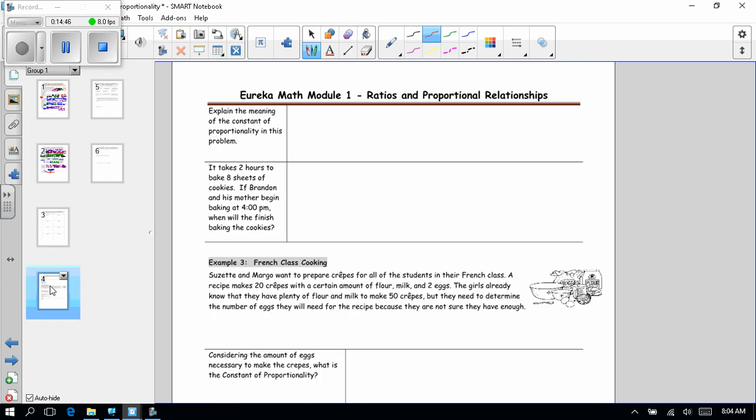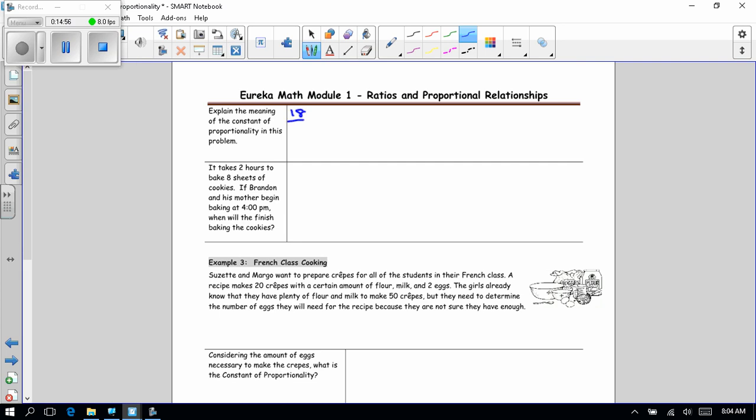There we go. And it says, explain the meaning of the constant of proportionality. Right? What does this mean? What does that 18 over 1 mean? It means they can place 18 cookies on one cookie sheet. That's what that means.